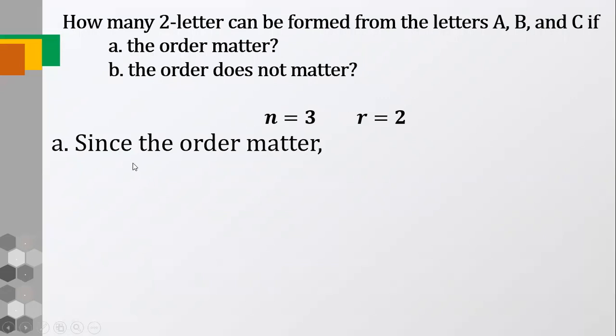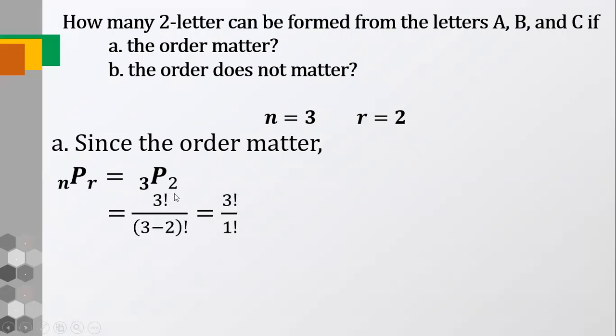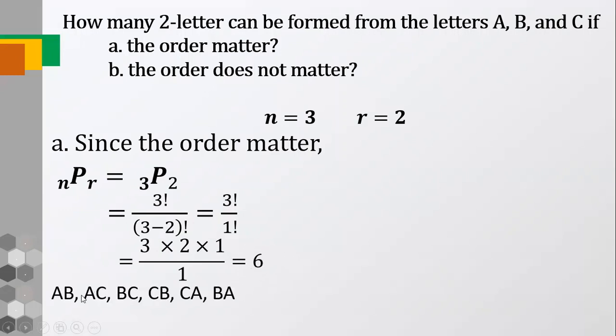Again, for letter A, since the order does matter, we have n permutation r, or 3 permutation 2. Using the formula for the second property of permutation, we have 3 factorial over 3 minus 2 factorial, which is just equal to 3 factorial over 1 factorial. So that is 3 times 2 times 1 over 1, or we have 6 ways. So that 6 will be AB, AC, BC, CB, CA, and BA.